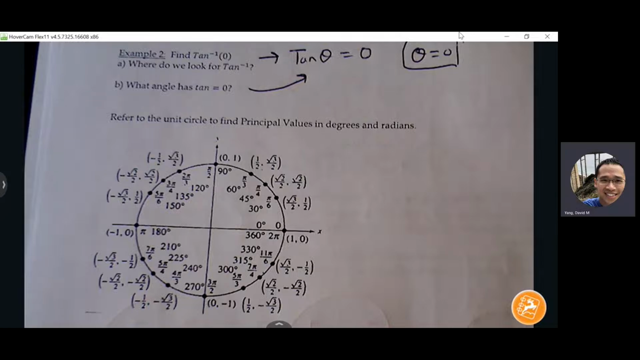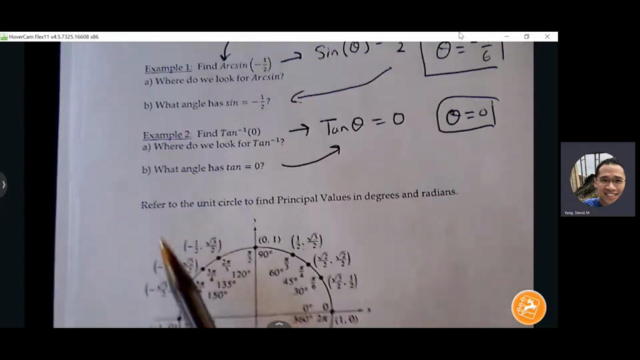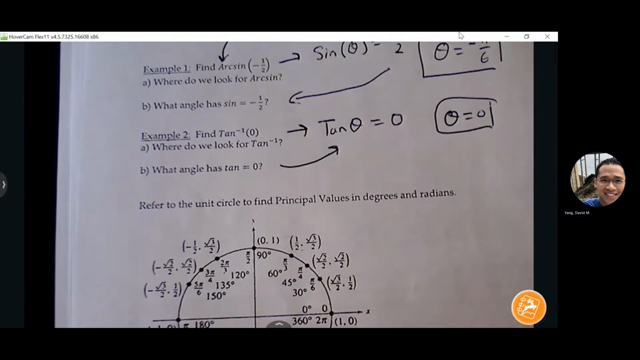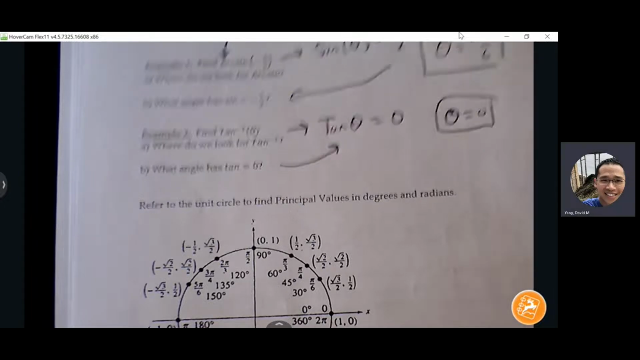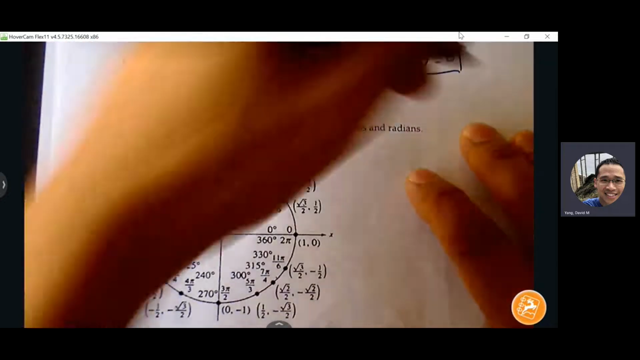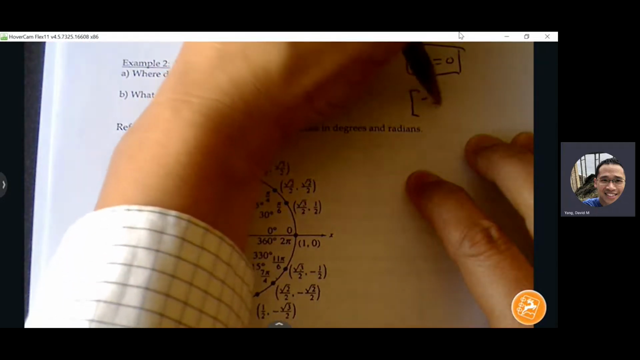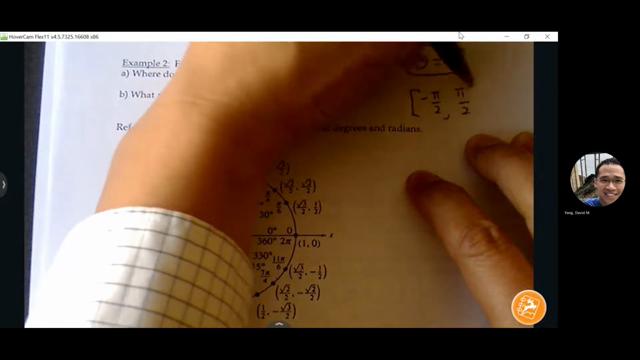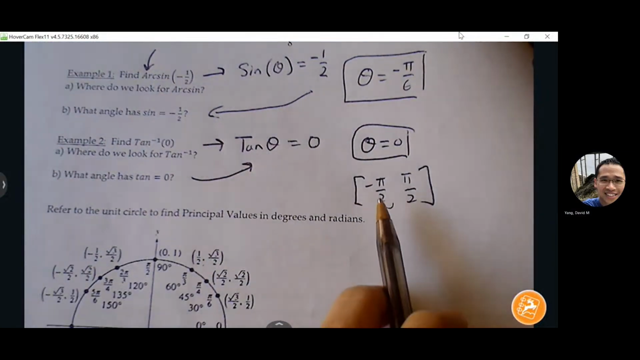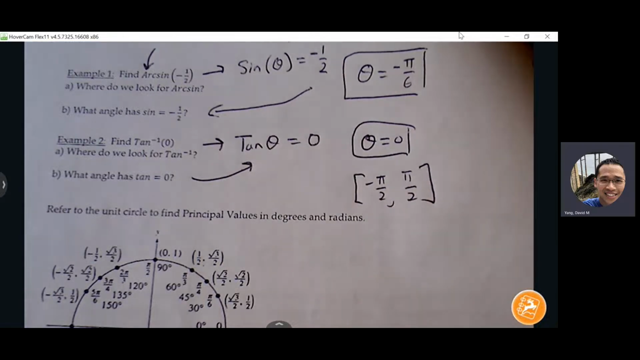Yeah, for tangent, we only look at first and fourth quadrant. For sine, we only look at first and fourth quadrant. For cosine, we look at the first and second quadrant. You will say 0 because you have to provide your answer between negative pi over 2 and pi over 2. So we're never going to say something like 2 pi because it doesn't fall inside the interval. We only want the theta value closest to the x-axis within our interval.